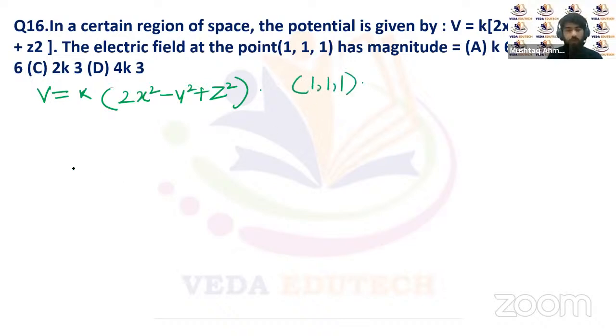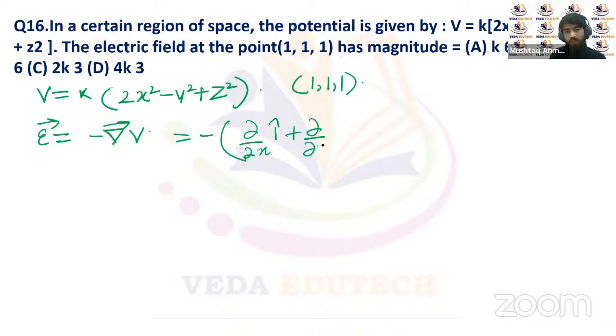We know the relation between the electric field and the potential: electric field is given as minus gradient of potential. Or we can write this as minus (del upon del x i cap plus del upon del y j cap plus del upon del z k cap) multiplied by this potential V.